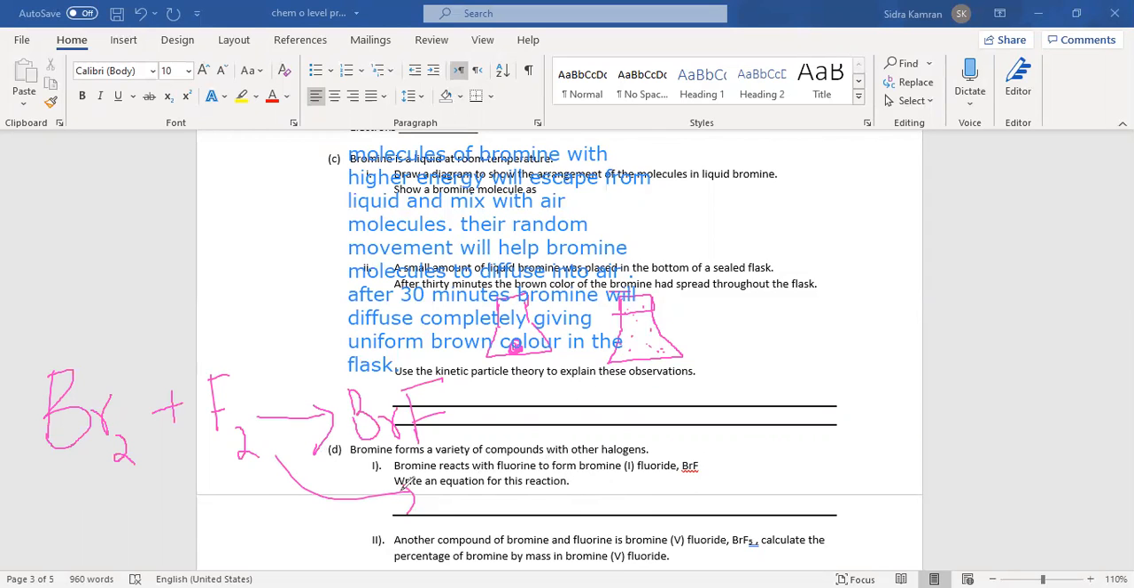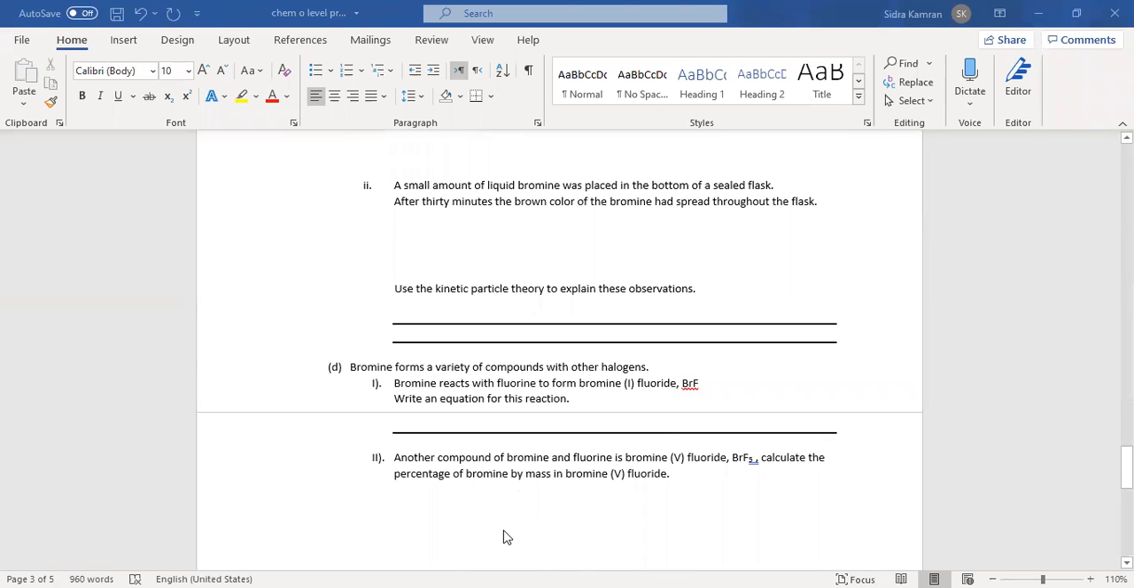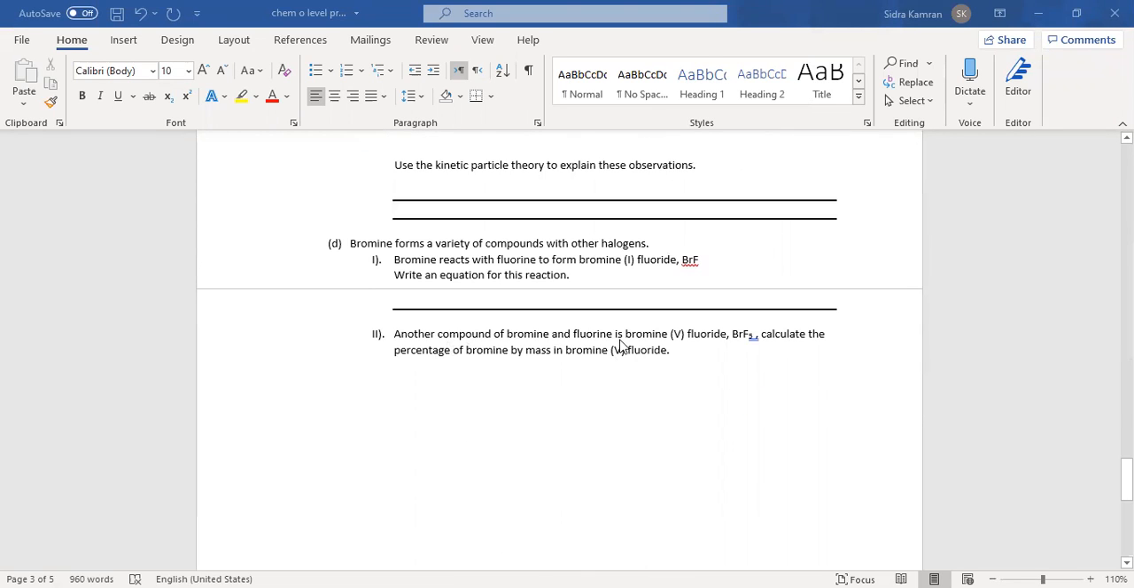Next, part B of this question: another compound of bromine and fluorine is bromine pentafluoride, BrF5. Compared to the above BrF, now you can see the number of atoms has changed, BrF5. Calculate the percentage of bromine by mass in bromine pentafluoride. In this compound, you have to calculate the percentage of bromine.